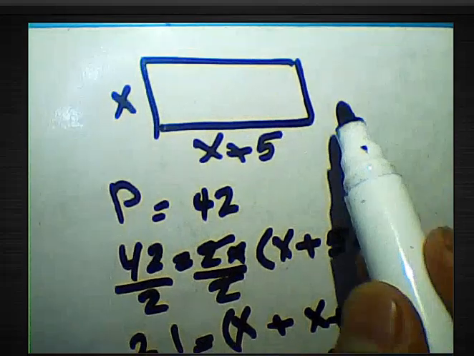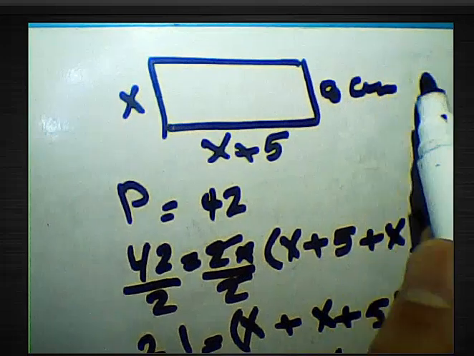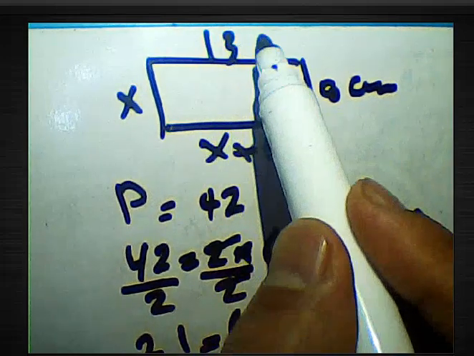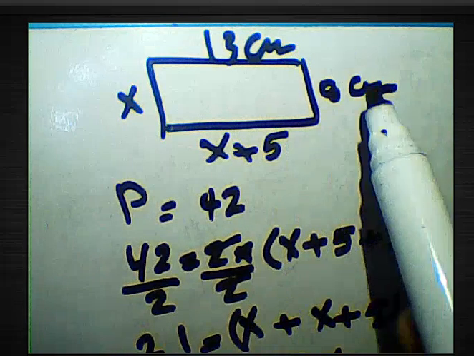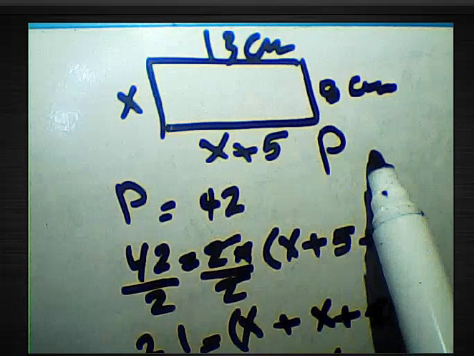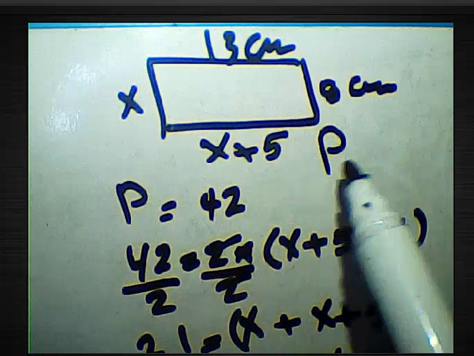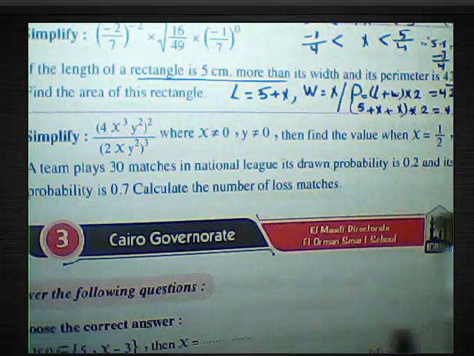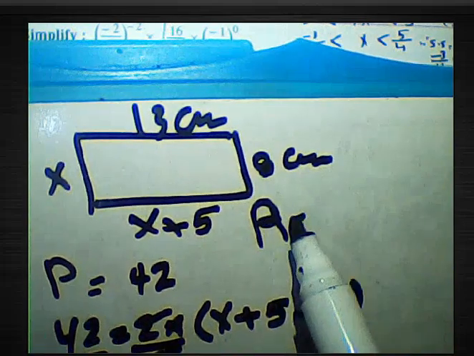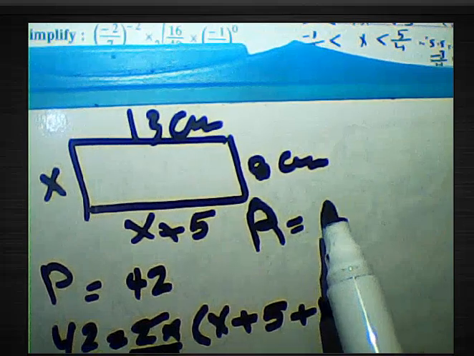It will be 8 centimeter, and the length would be 8 plus 5 equal 13 centimeter. Okay, we can find the length and width, and then we can find the area or perimeter. About this example, he asked about what? Find the area. Okay, we can find the area equal length times width.